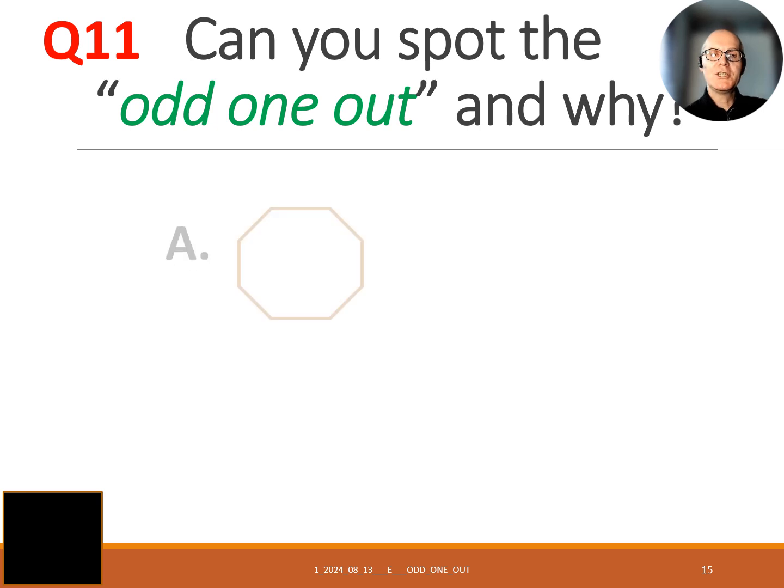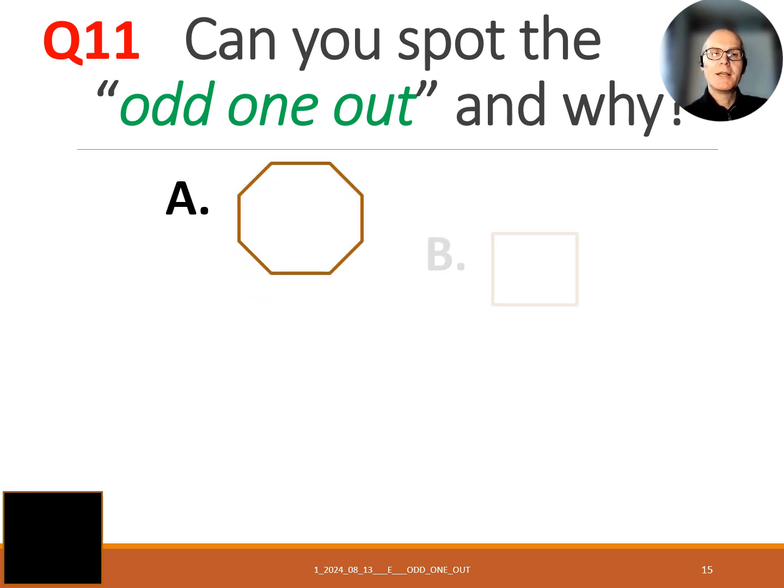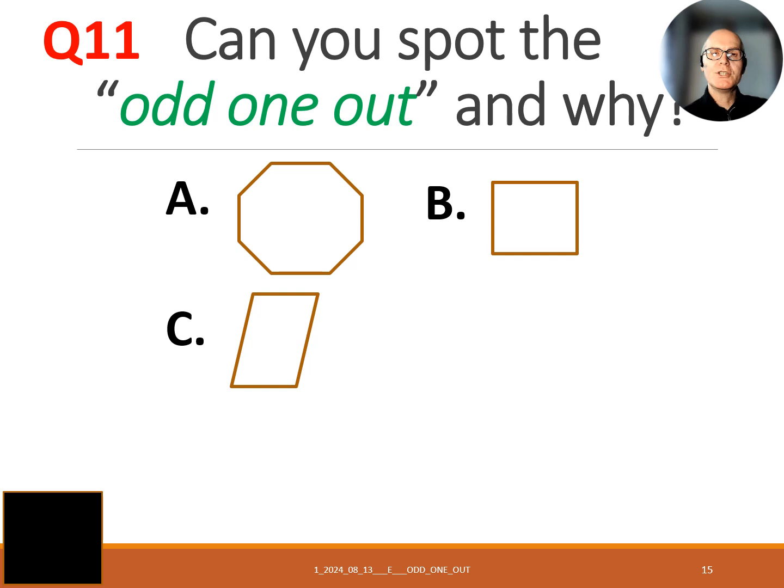Question 11. This shape, this shape, this shape, or this shape. What's the odd one out from these 4 two-dimensional shapes and why?